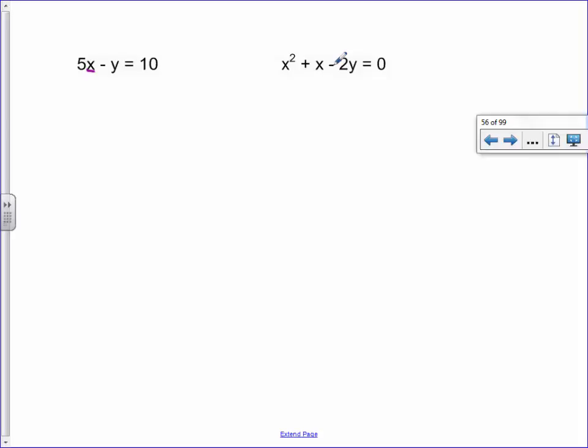Let's try to get one of our letters by itself. I actually see a very easy way to do that. Let's get this y by itself. Why don't I add y to both sides? And minus 10. 5x minus 10 could equal y if I do a quick little bit of algebra over on this equation here.